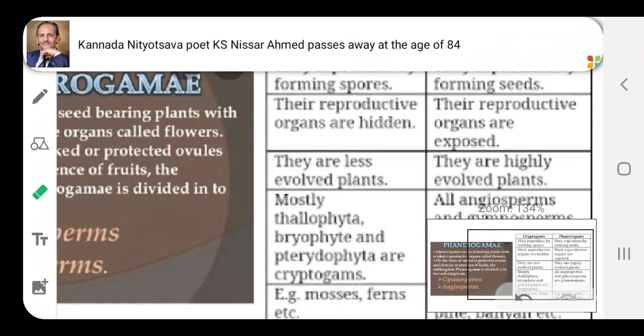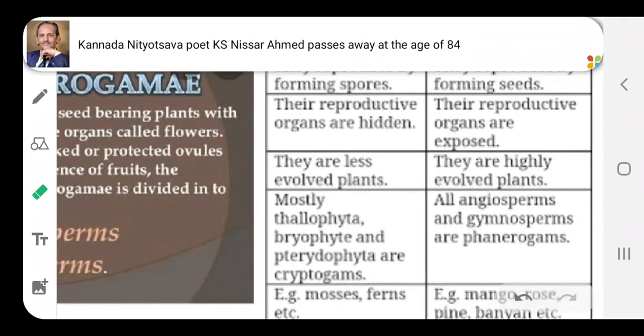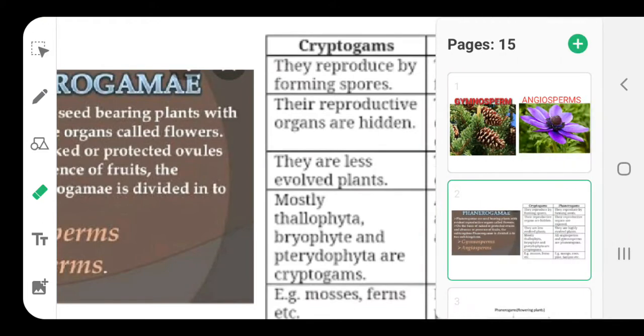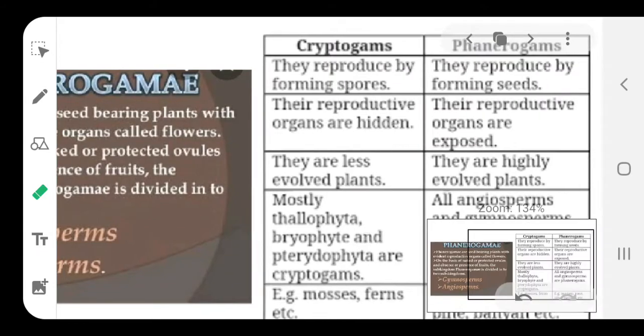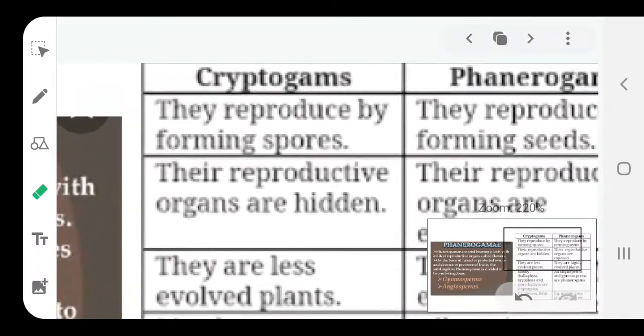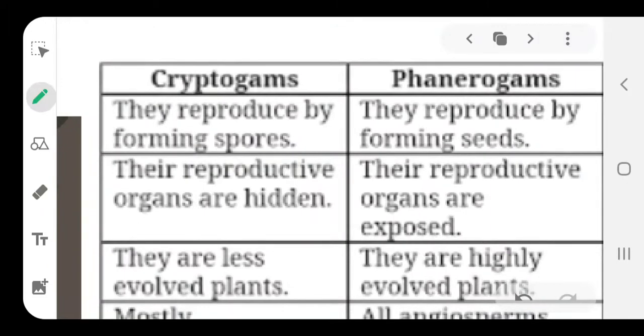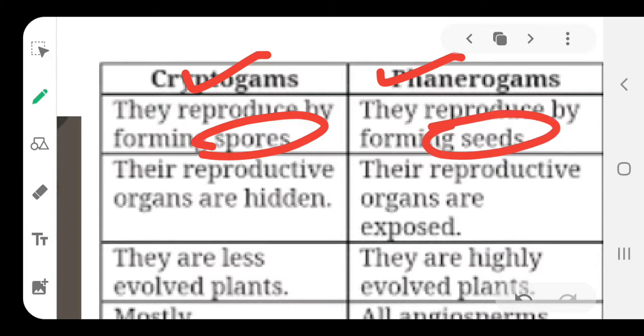Before we begin, you should know that in this topic we are going to study the phanerogams. Just to recollect some ideas from the last video, check what the two terms were. We were reading about cryptogams and phanerogams. I already told you some differences in the last video, it's just a recollection. Cryptogams reproduce by spore formation, they do not form seeds, and crypto means hidden, so they have reproductive organs which are hidden.